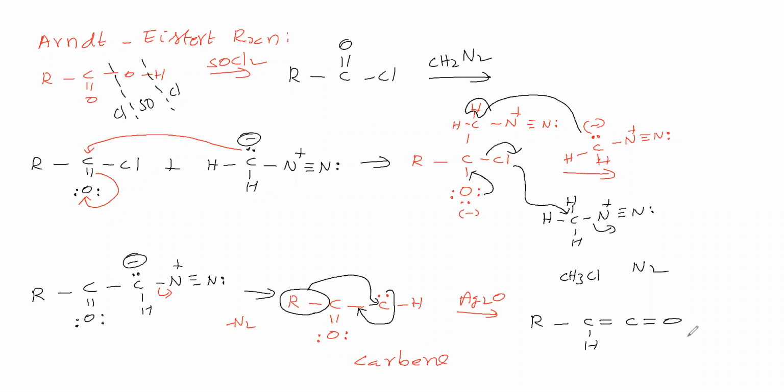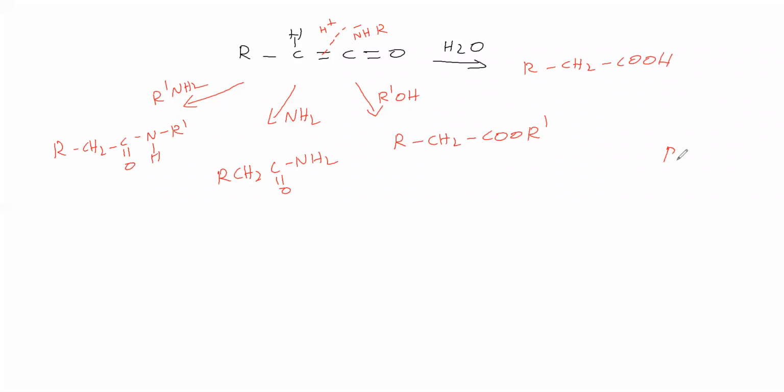This carboxylic acid, we are converting into what products? In the Arndt-Eistert reaction, carboxylic acid is the reactant. Now, R and COOH are there. In between these two, what is introduced? A CH2 group is introduced here. In between these two, CH2 is introduced, and this H is replaced by R dash.